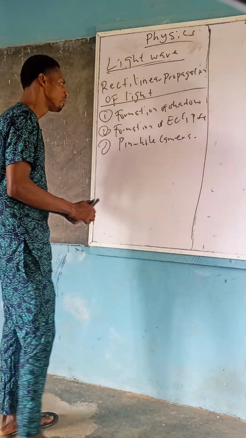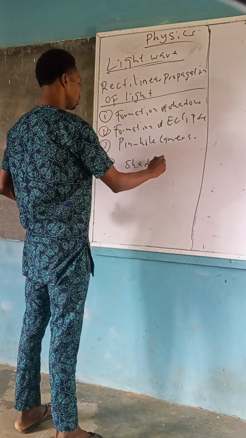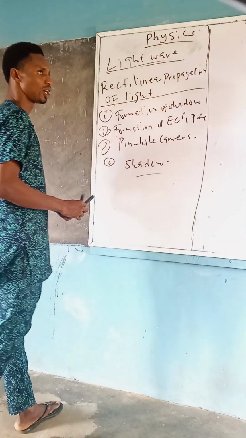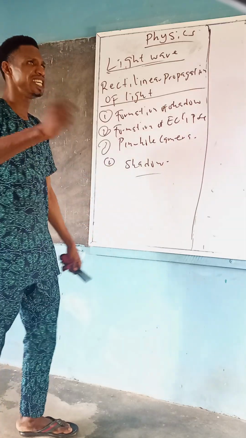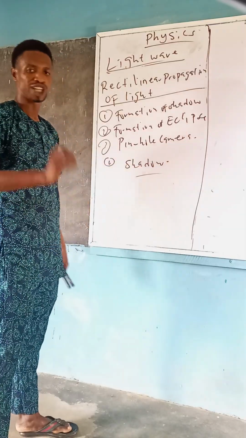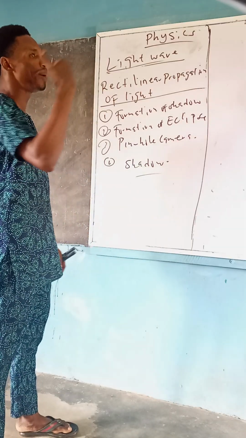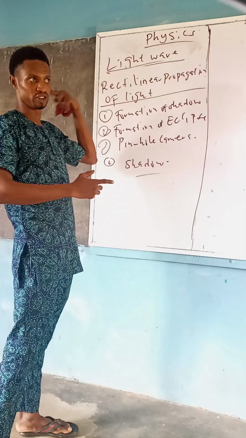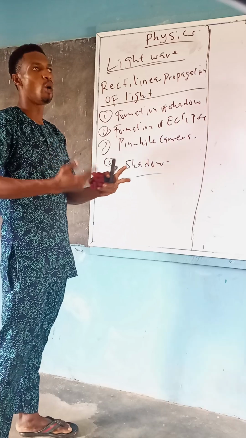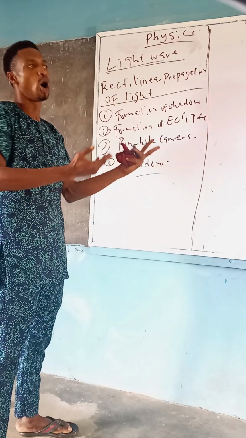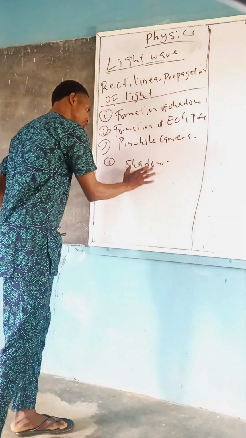Now, let's explain them one after the other. I'll pick number 1, formation of shadow. Let us briefly explain shadow. Shadow is the image formed when an opaque body or object obstructs or blocks the rays of light. The image that is formed is called shadow.